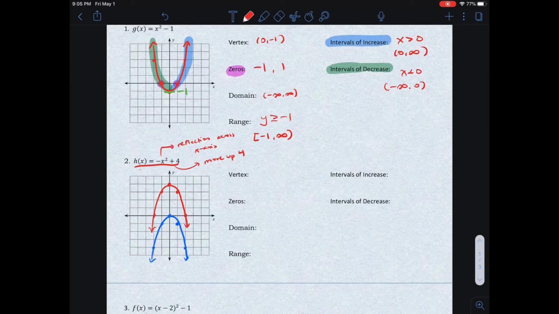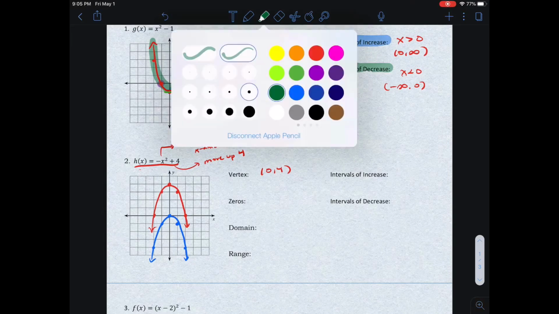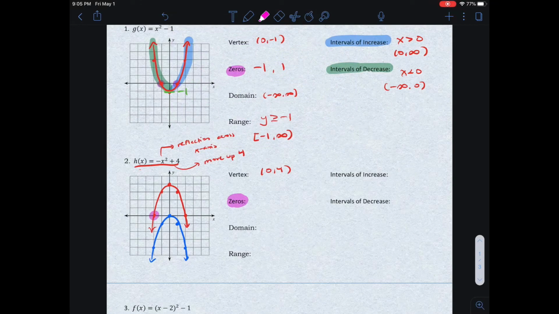Now from here, the vertex is, in this case, the highest point, which is (0, 4). The zeros, again, refer to where the graph crosses the x-axis. So when I talk about the zeros in this case, the graph hits it here and here, which would be at 2 and -2. The domain would be all real numbers. The range, which describes the y values, would be all y values which are less than or equal to 4. Because again, if you look at that graph, every single point here has a y coordinate that's less than or equal to 4. You can also write this as -infinity to 4 with a bracket.